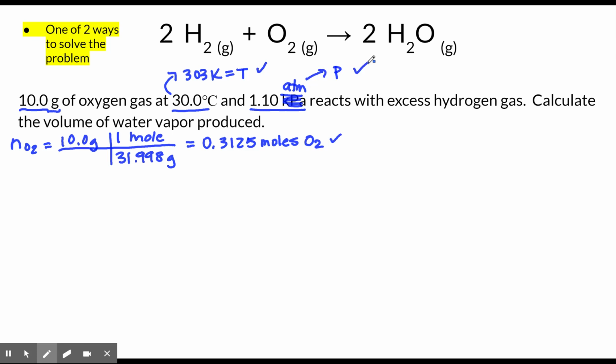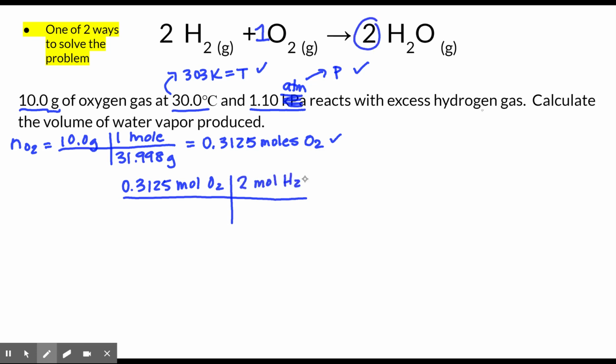So we can go ahead and use this number of moles of oxygen gas to figure out the number of moles of water. So 0.3125 moles of O2. We're going to need a mole ratio between O2 and water. So there's 1 mole of O2 for every 2 moles of water. So we're going to multiply by 2 over 1. So just multiply 0.3125 times 2, and you get 0.6250.